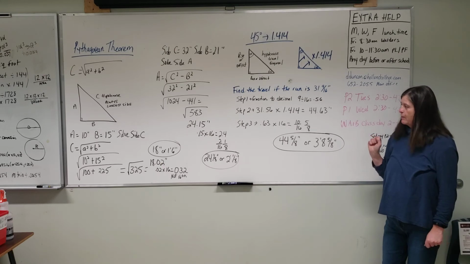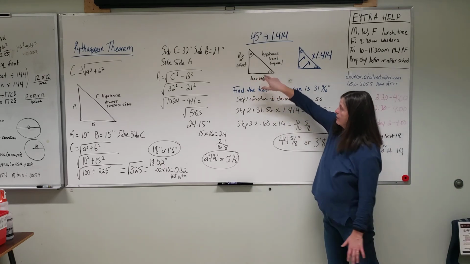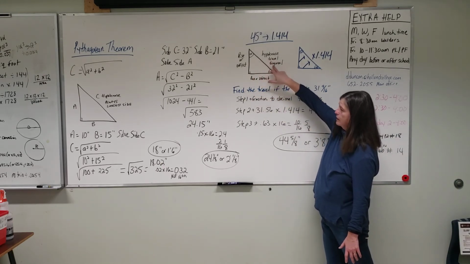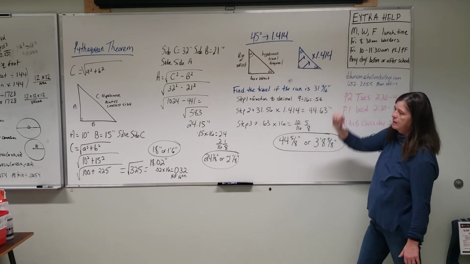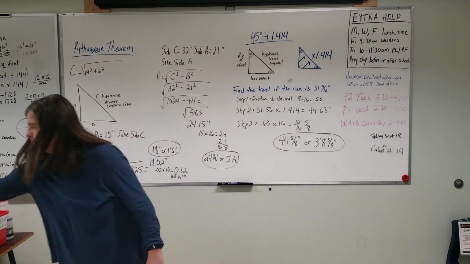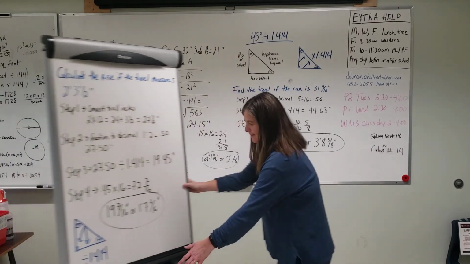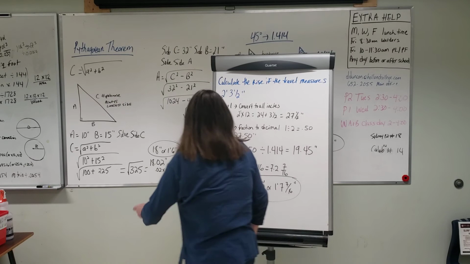Conversions, remember them. So, when we're given either one of these sides of the triangle and we're looking for the travel or the diagonal, we times by 1.414. Got one more and then I'm done. See, I didn't even break the board.